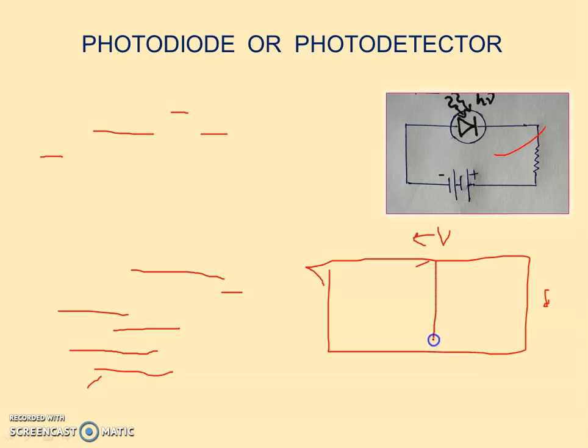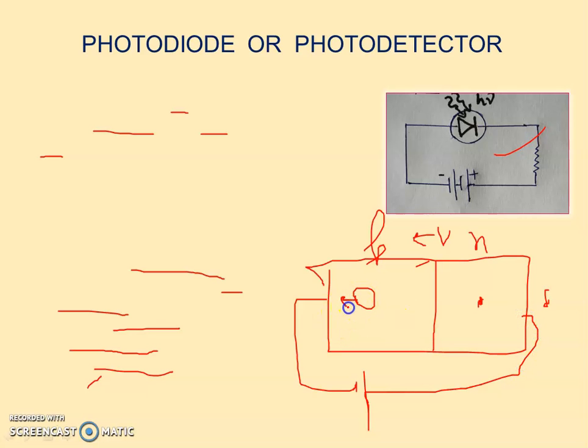This is P type. This is N type. Holes are the majority charge carrier in this section. At N type, there are majority charge carrier electrons, right? Due to the presence of the battery, it becomes reverse bias. It means holes are coming towards left, towards the negative terminal, and electrons are moving towards the positive terminal.